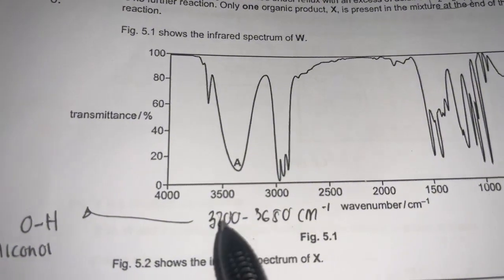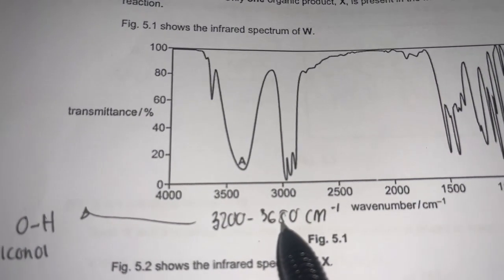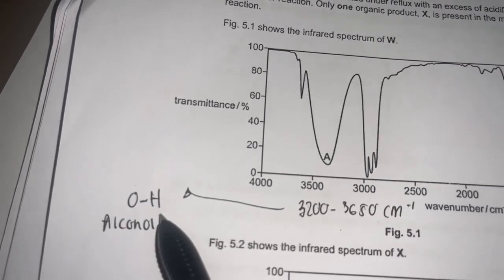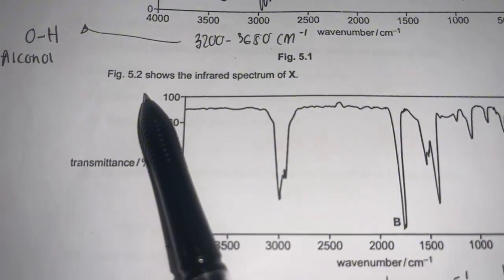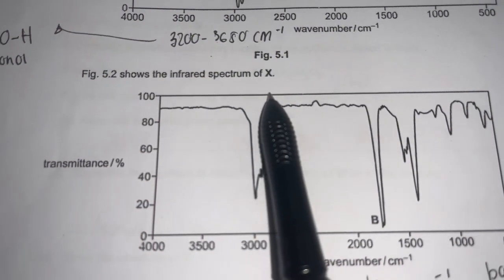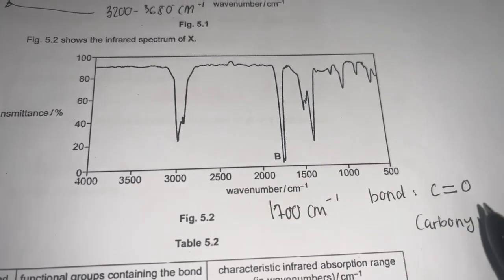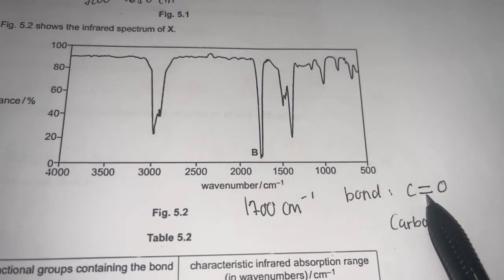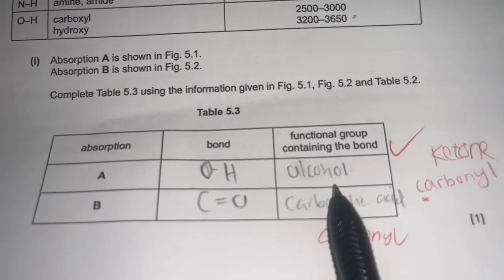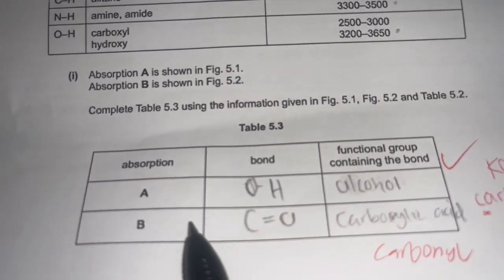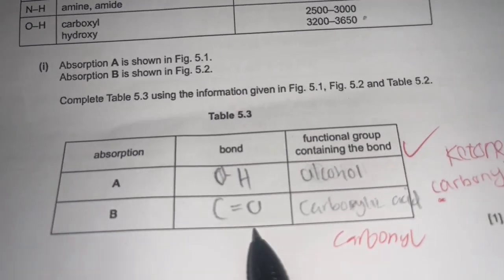This broad peak between 3200 and 3650 corresponds to the O-H bond, and the functional group is alcohol. Figure 5.2 shows the infrared spectrum of X. Strong peak around 1700 corresponds to the C=O bond, and the functional group is carbonyl. So the answer A is alcohol, the bond is O-H, and B is carbonyl. The bond is C=O.